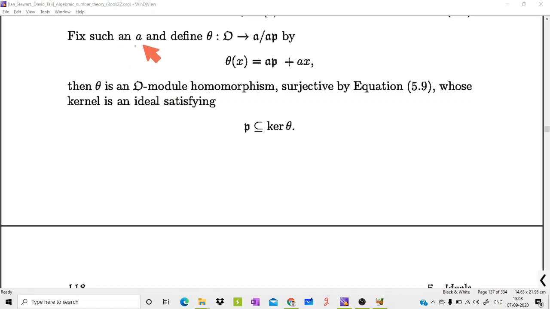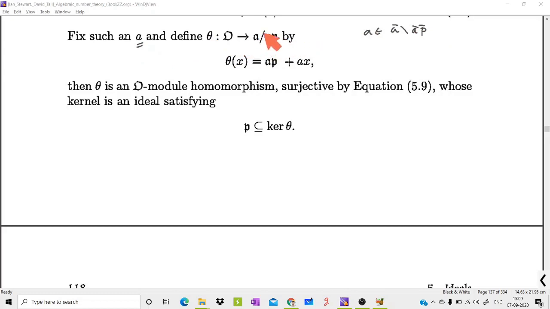Now we fix such an element a, an element of A minus AP. Now, using this a, we define a map theta from O to A by AP.